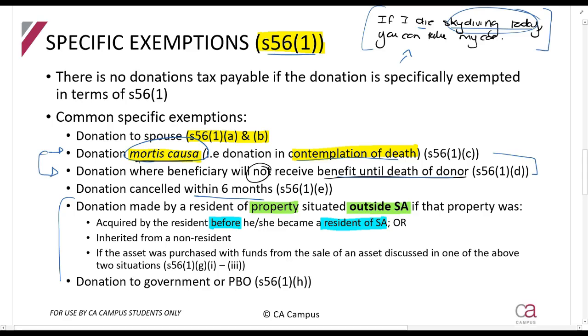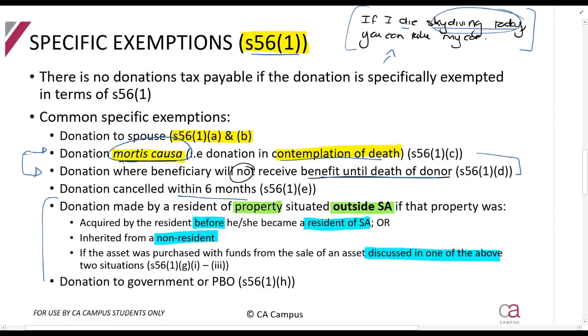Okay, next one, if it was inherited from a non-resident. So I was born in South Africa, my aunt is born in America, she donates her flat in America to me, and now I donate that flat to someone else. There's no donations tax. Well, the last one, if an asset was purchased with the funds from the sale of an asset discussed in one of the above situations.